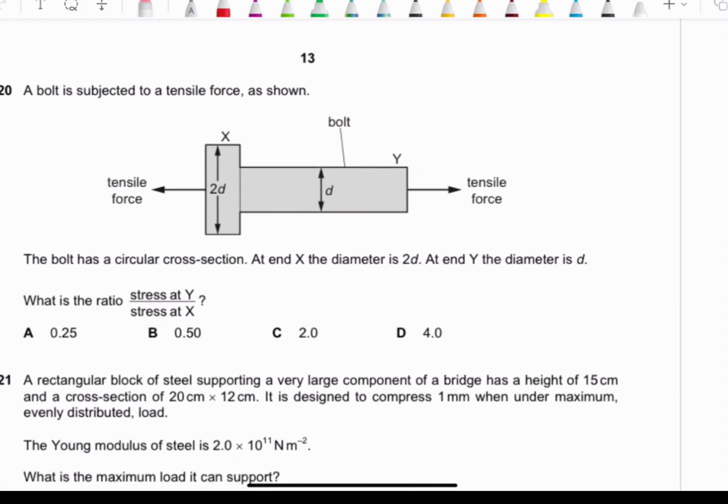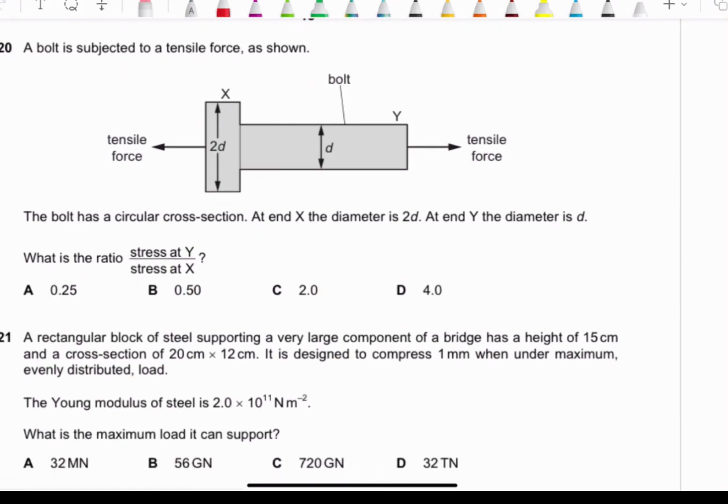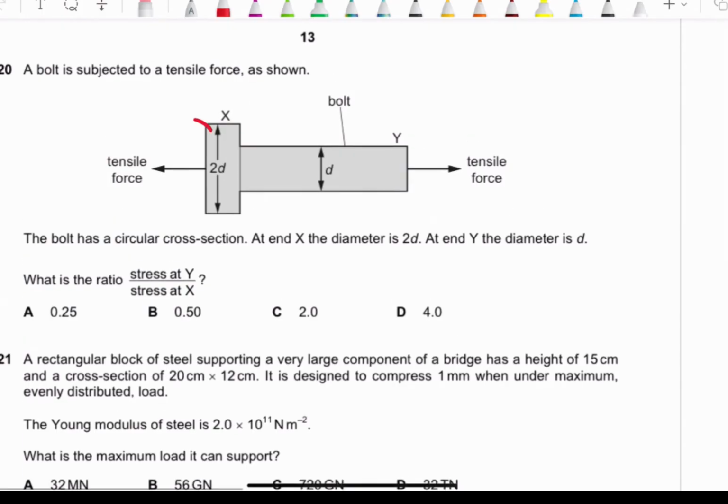A rod is subjected to a tensile force F. Okay, so this is our rod. The rod has a circular cross-sectional area. At end X, the diameter is 2D. Basically it's circular, and it's also circular at this particular end. We're told that the diameter of this end is 2D, and the diameter at that end is D.